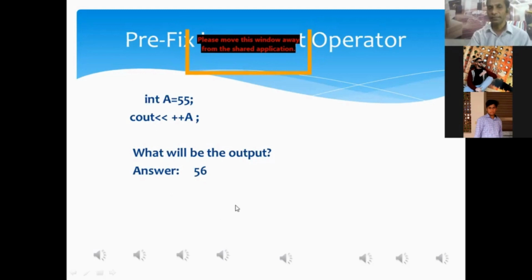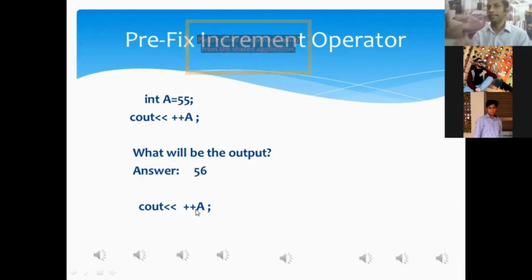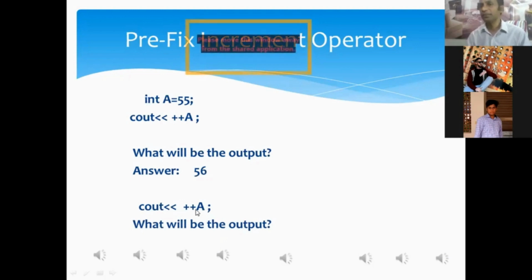All right. Now we have used over here cout plus plus A, that is, again the prefix operator. What will be the output? We will add another 1. Yes, what will be the output? 57. Okay, my dear.